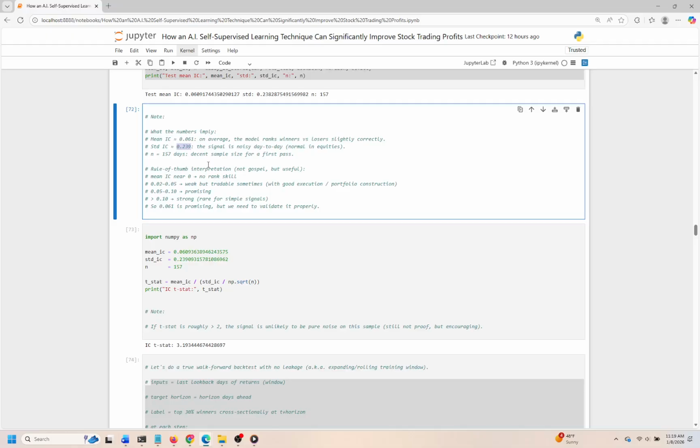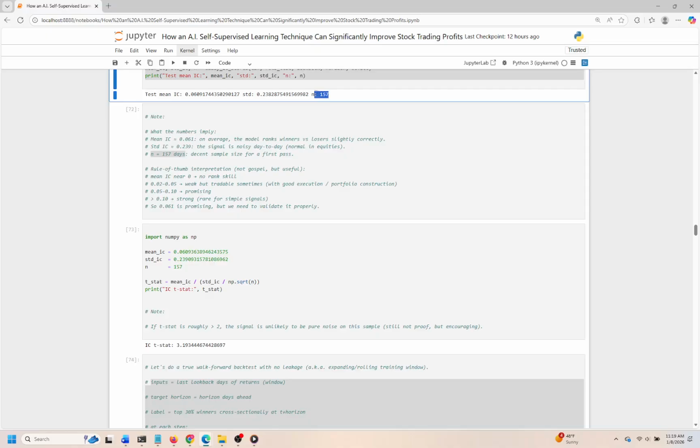Additionally, we have a sample size of 157 days, which is decent for a preliminary assessment. However, it's important to keep in mind that while the mean IC of 0.061 hints at some level of predictive skill, we need further validation before drawing any strong conclusions.